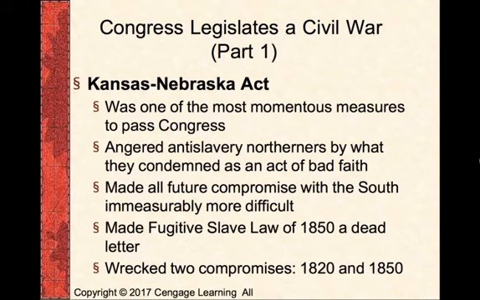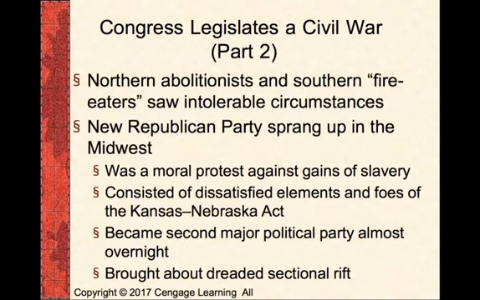This is one of the most momentous measures to pass Congress, and it angered the anti-slavery Northerners by what they condemned as an act of bad faith. It made all future compromise with the South immeasurably more difficult. It made the Fugitive Slave Law of 1850 a dead letter, and it wrecked two compromises altogether, 1820 and 1850. It was a hellstorm waiting to happen.